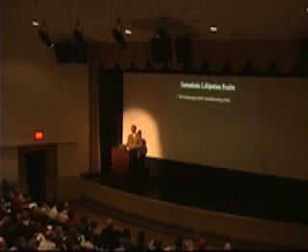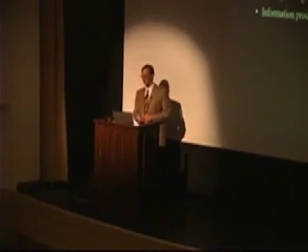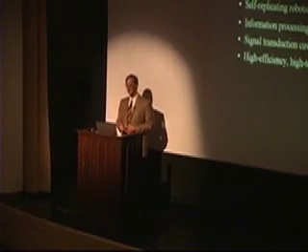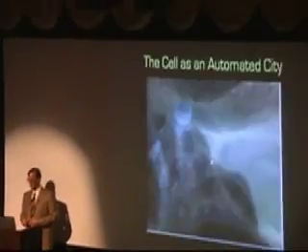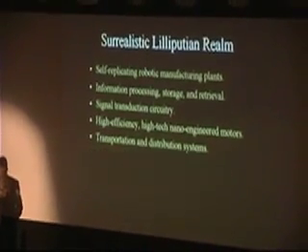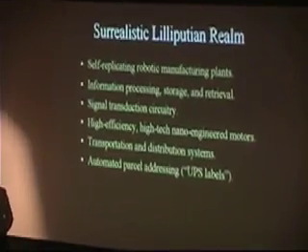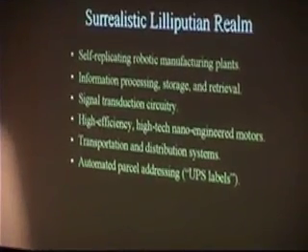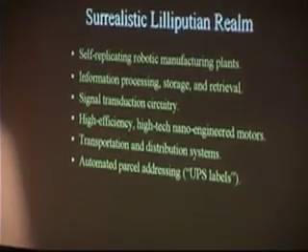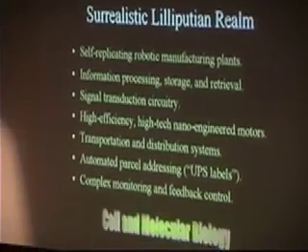You've got self-replicating robotic manufacturing plants, information processing, storage and retrieval, signal transduction circuitry, high-efficiency, high-tech, nano-engineered motors. Transportation and distribution systems. Automated parcel addressing, UPS labels, zip codes. Things have to be delivered from one place in the cell to another. We've got all this going on inside the cell, complex monitoring and feedback control. All of this in the cell and molecular biology.